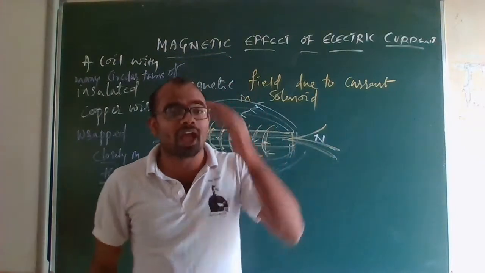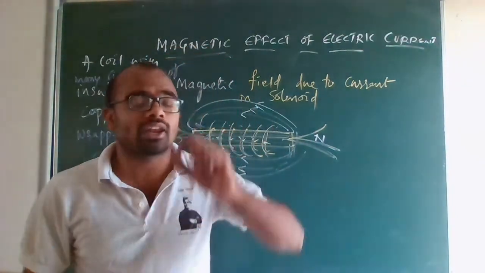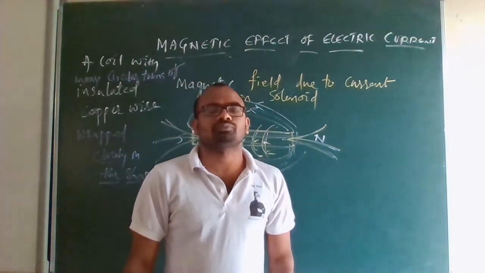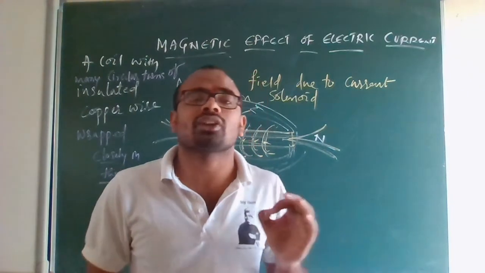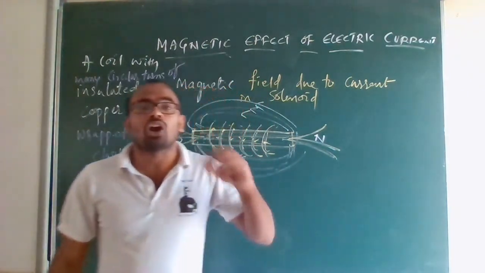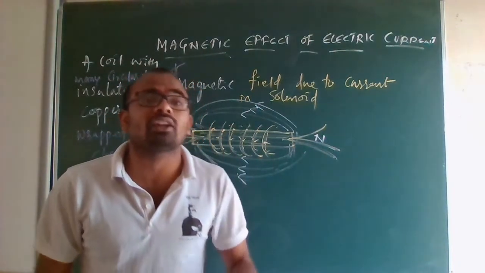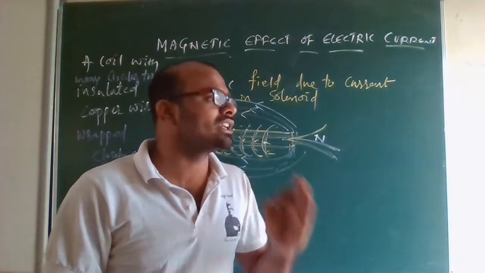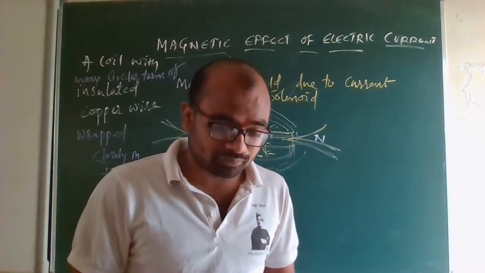This one you have to learn by heart. You should understand the solenoid, because a question on the solenoid will definitely come. There is a maximum chance of the definition question coming. Define solenoid: a coil with many circular turns of insulated copper wire wrapped in the shape of a cylinder is called a solenoid.